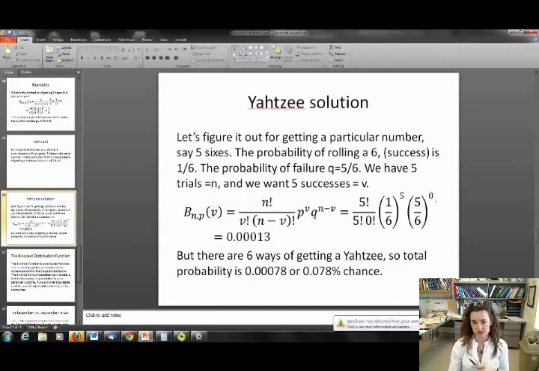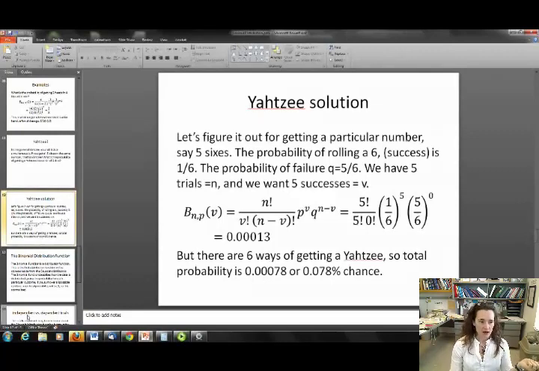Now, of course, anything raised to the 0 power is 1, and 0 factorial is also 1, in case you've forgotten that. So what we really get here is 1/6 to the 5th power, which gives us a probability of 0.00013. But there's 6 ways of doing this, because we could roll 5 sixes, we could roll 5 fives, we could roll 5 fours, etc. So we're going to take this number and multiply it by 6, which gives us 0.00078, or a 0.078% chance of getting a Yahtzee on the first time. It's not very likely. That's why they call it Yahtzee.